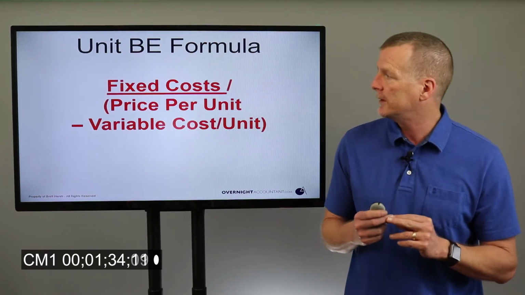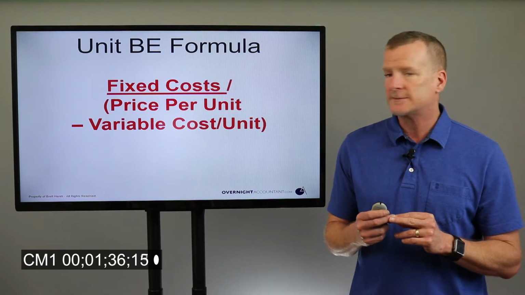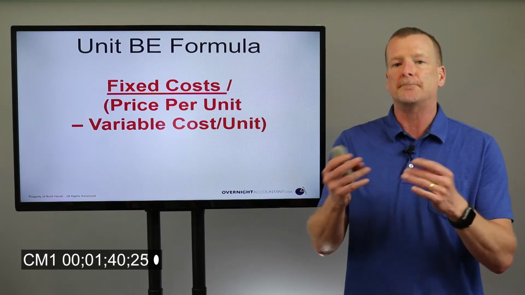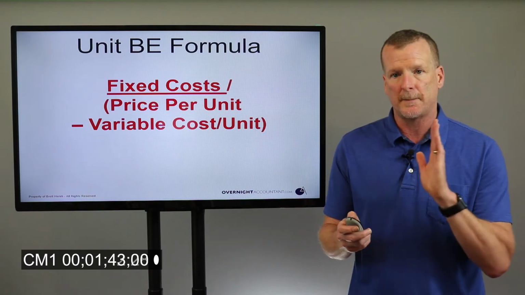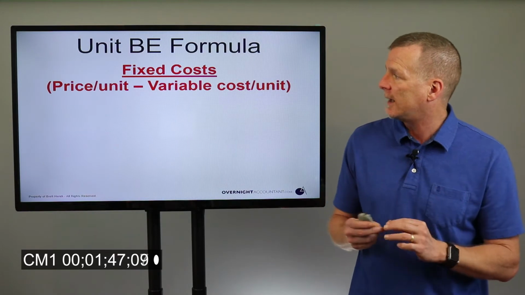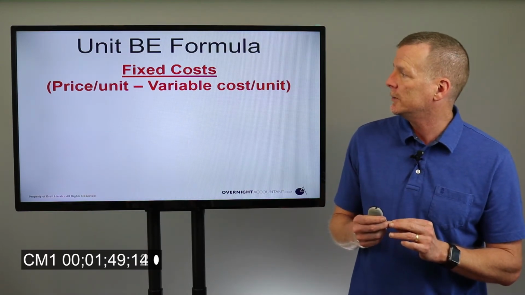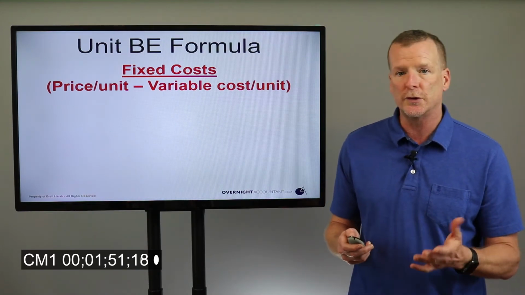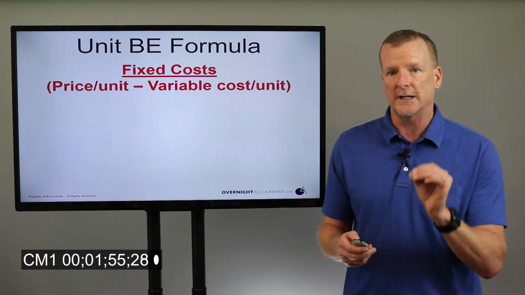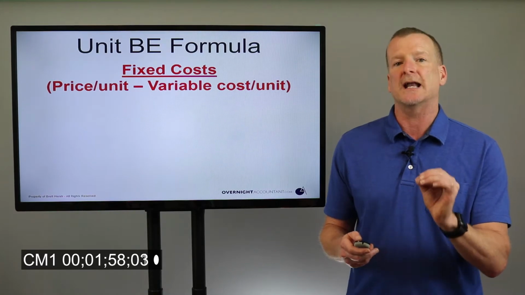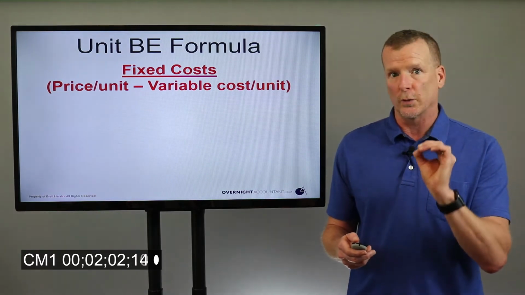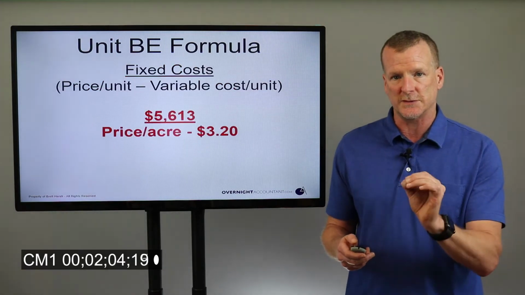Here's the formula. That's going to be your fixed cost divided by the price you're charging per unit minus your variable cost per unit. So let's show this a little bit differently: fixed cost divided by price per unit minus variable cost per unit. That will give you the number of units that your business needs to sell in order to break even. And that means basically pay all your personal bills and all your business bills, in other words, to achieve an entrepreneurial profit, which is what we're after.